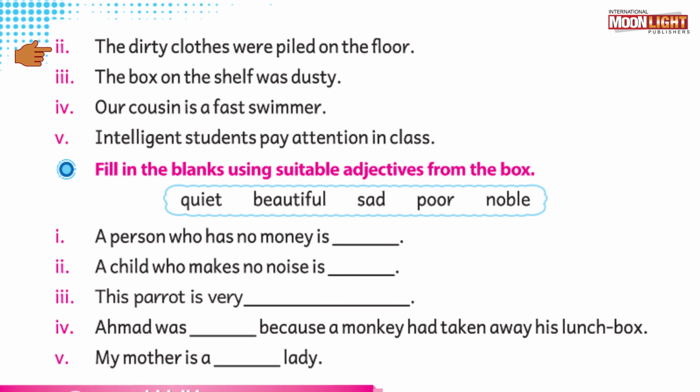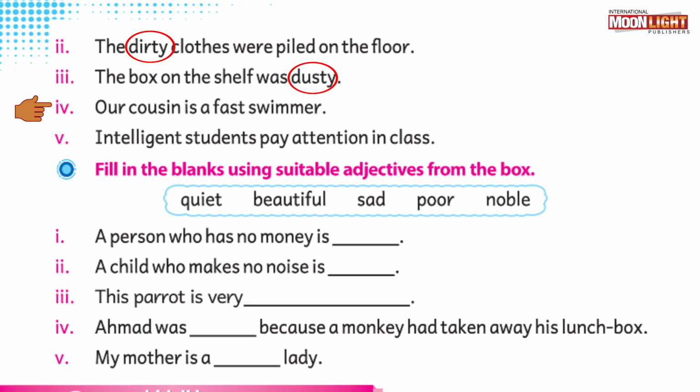The dirty clothes were piled on the floor. So the word dirty is describing the clothes. You are going to encircle dirty. The box on the shelf was dusty. Exactly, the word dusty is describing the box. So you are going to encircle the word dusty.